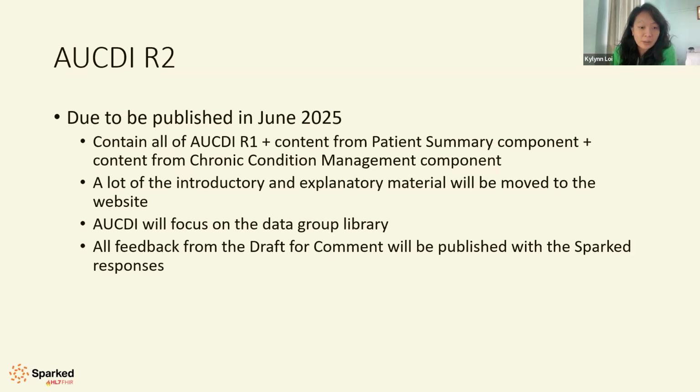For R2, we decided to focus the content more around the data group library. And so a lot of the introductory explanatory material will be moved to the website. I think we've now got about 40 data groups, so it's quite a large compilation. So we're really focusing AUCDI to just have that and really pull out a lot of the extra content. So when it comes out in June, you'll notice that there's a bit of a change there.